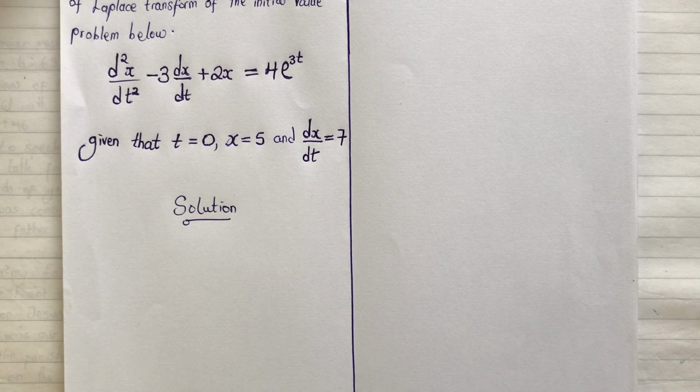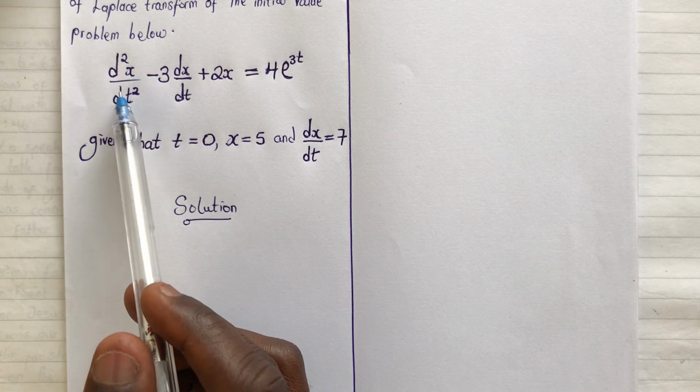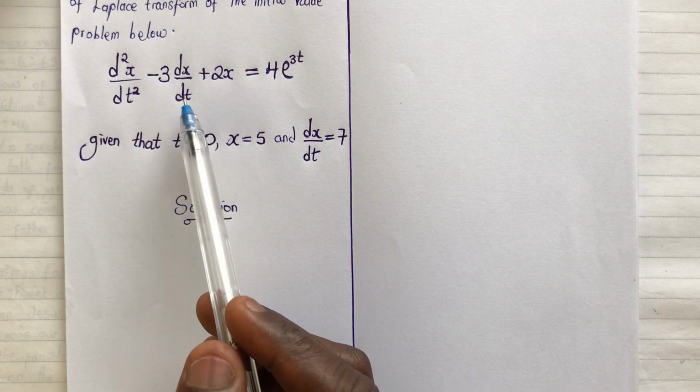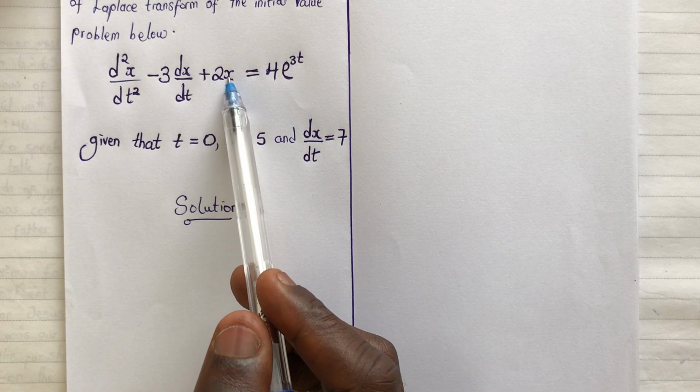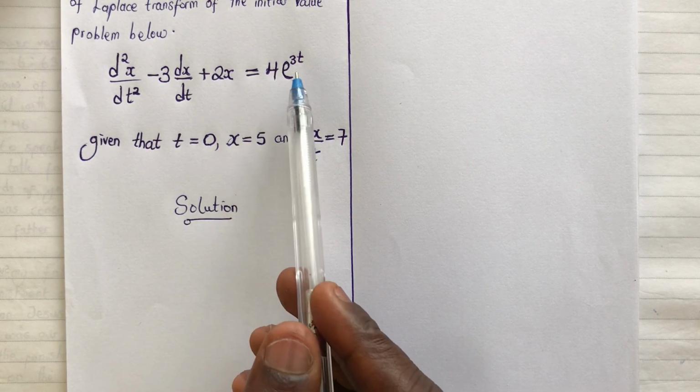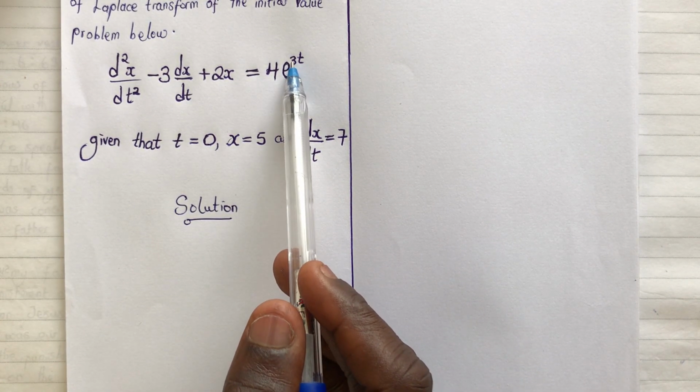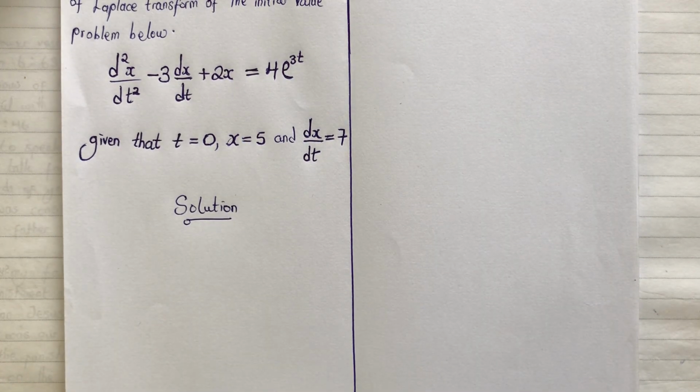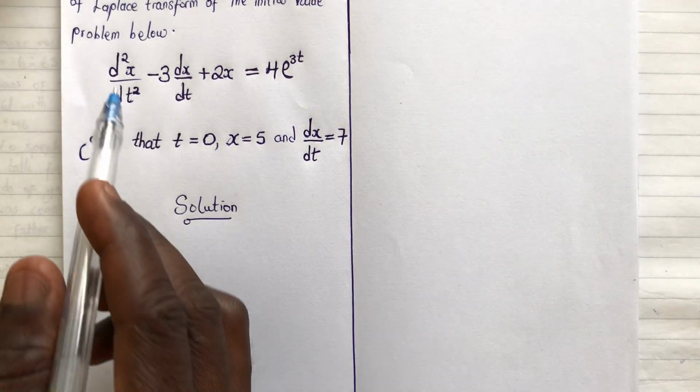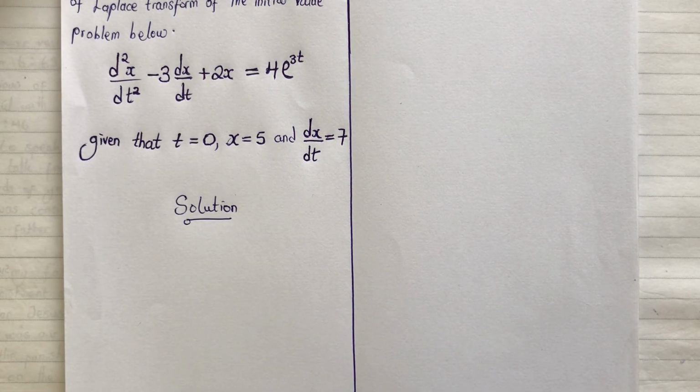Okay, so from Laplace transform, what is d square x over dt square? What is dx over dt? What is the Laplace transform of the function x? And what is the Laplace transform of e to the 3t? So we need to deduce that down before we start the calculation. So I'll start with d square x over dt square.